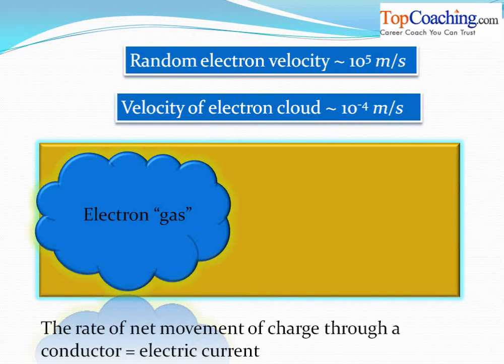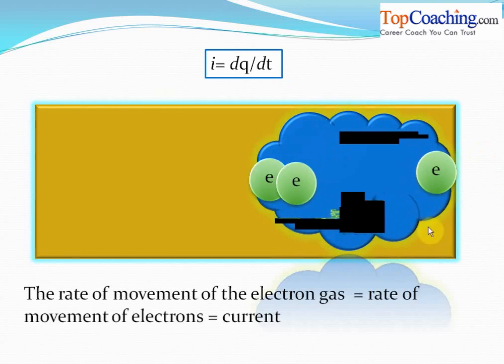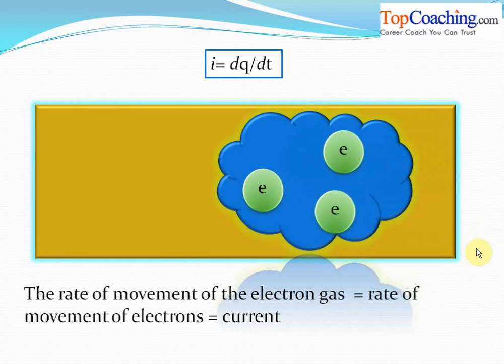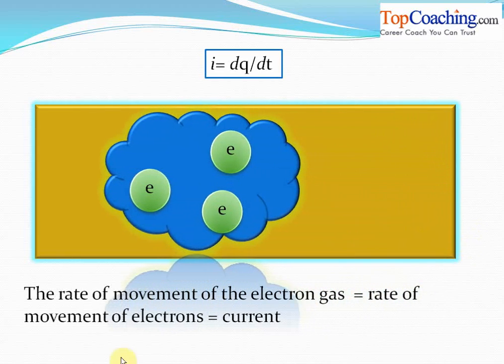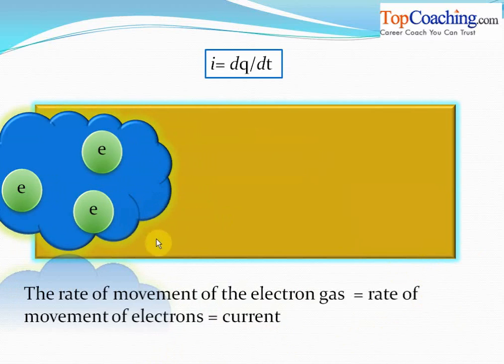Interesting again, isn't it? I just told you so that you could keep things in perspective. So did you understand what electric current is? I can be written as dq by dt, the rate of flow of charge per unit time in a specific direction because of the electric potential applied or the electric field applied. Again, the electrons are generally moving in random directions, but when a potential is applied, they move in a specific direction, and the rate of movement of this electron gas is electric current.